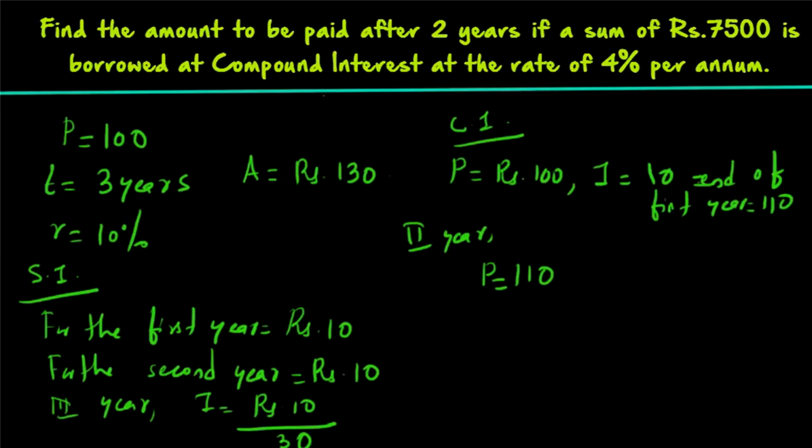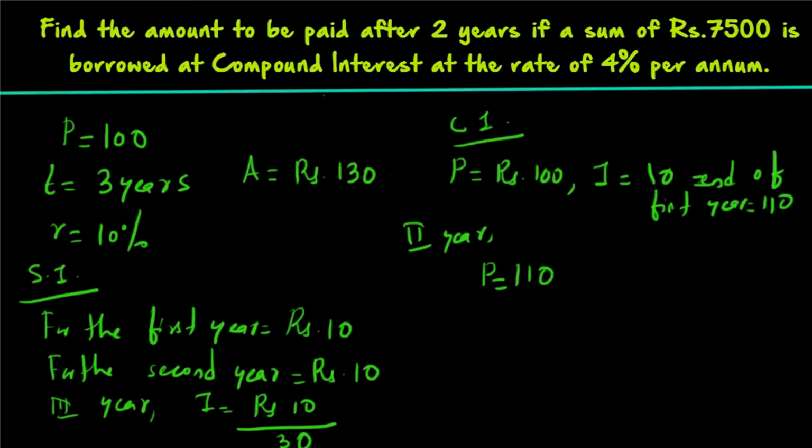So that is the difference in case of compound interest. The principal for each year keeps on changing. The principal of a year will be equal to the old principal plus the interest obtained for the preceding year. The first year we got an interest of 10 rupees, so it will be added to the principal. So 100 plus 10 is equal to 110.